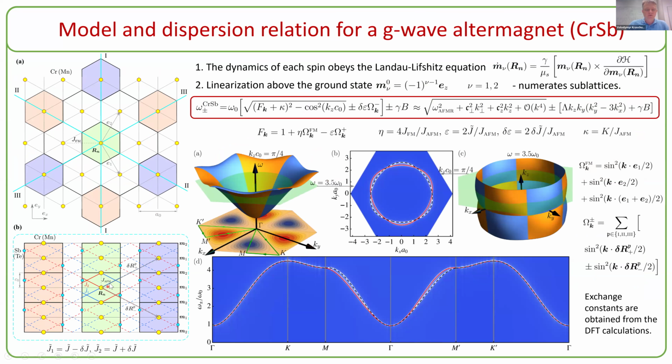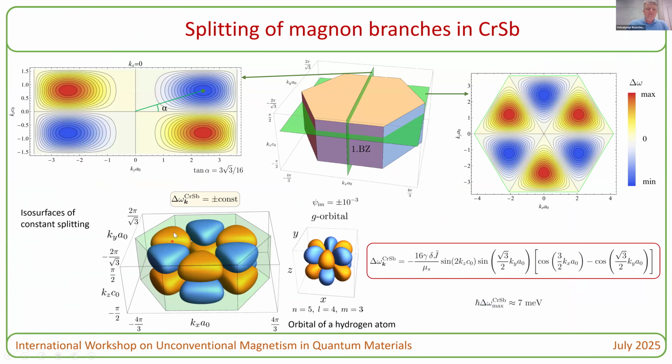We need to consider a more complicated crystal structure, introducing the three-dimensional Heisenberg bonds. And as a result, we can show that for, let's say, chromium antimonide, which is a well-known G-wave altermagnet, we obtain the splitting of magnon bands. And this splitting within the Brillouin zone has the same symmetry as the G orbital of hydrogen atoms. That is why it's clearly a G-wave altermagnet.